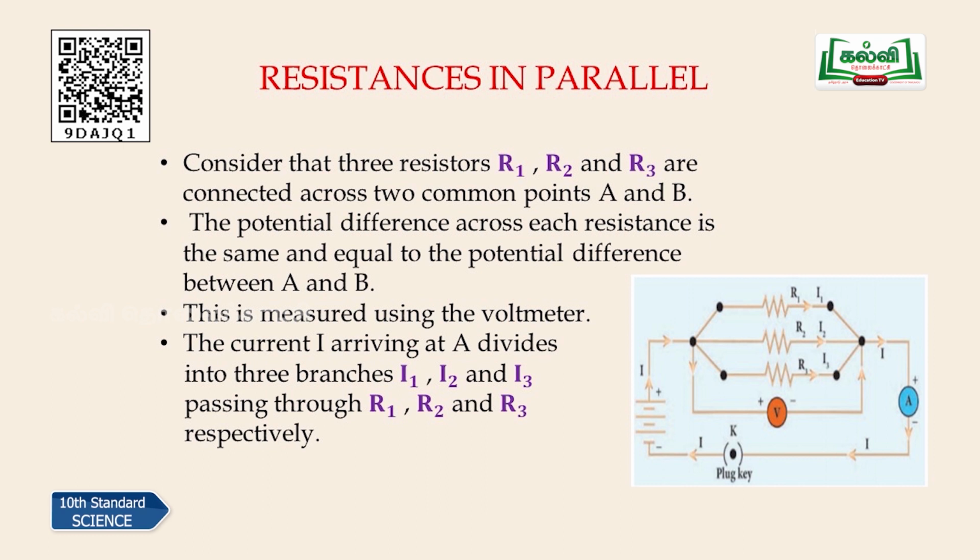Now, the current I arriving at A divides into 3 branches, I1, I2 and I3, passing through R1, R2 and R3. So, the current here differs, the potential difference is same. That point you have to keep it in your mind. Now, we have to find the effective resistance.